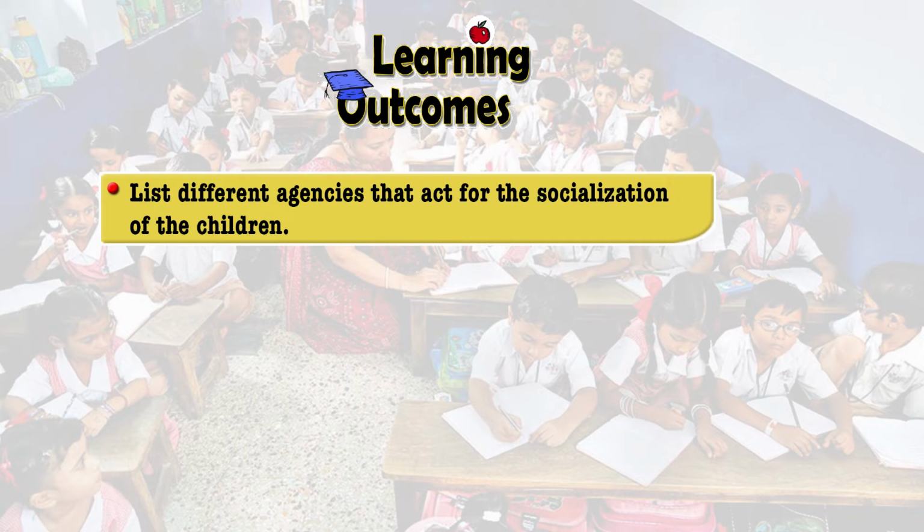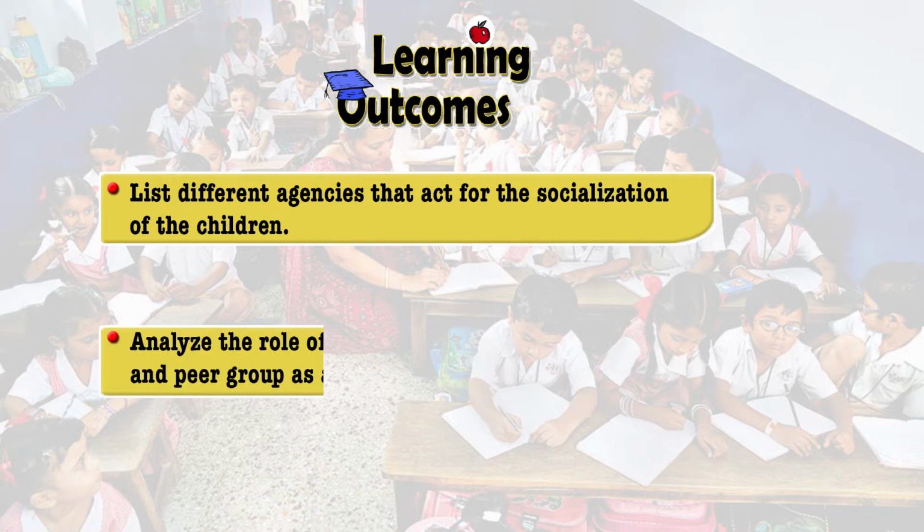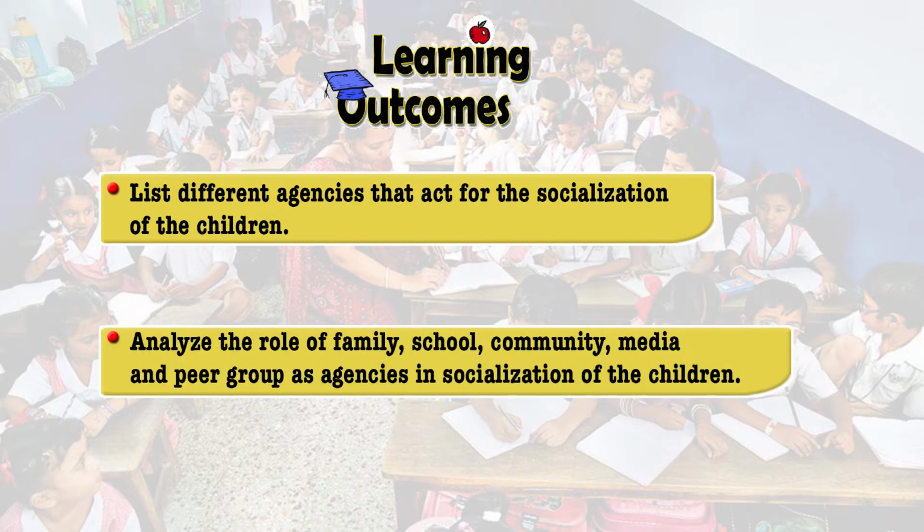Before starting our discussion, let me focus upon some of the learning outcomes, and I am very much hopeful that after watching this video lesson and after going through the content given in your self-learning material, particularly in the 10th module of your course, you will be able to list different agencies that act for the socialization of the children, and further you will be able to analyze the role of family, school, community, media and peer group as agencies in socialization of the children.